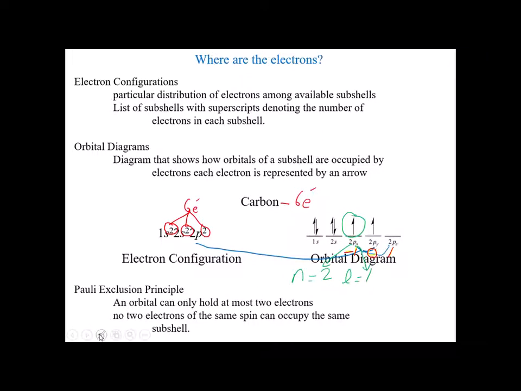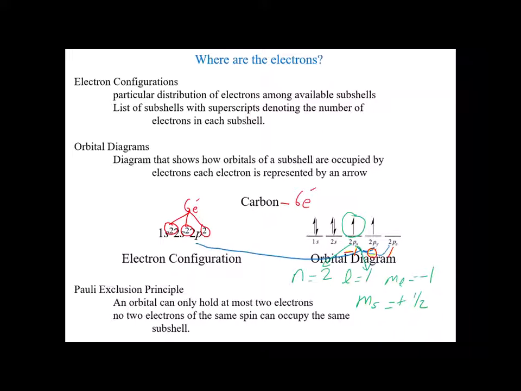So in that case, my M sub L is a -1 because it's in the first slot here. And because this is facing in the up direction, my M sub S is a +1/2. Okay, so those are the 4 quantum numbers.